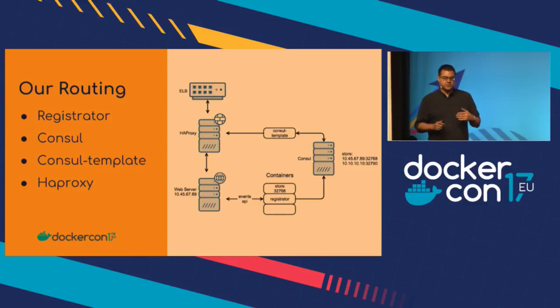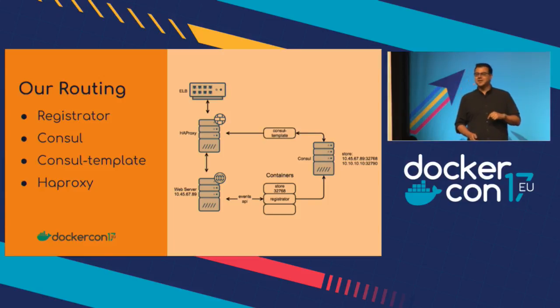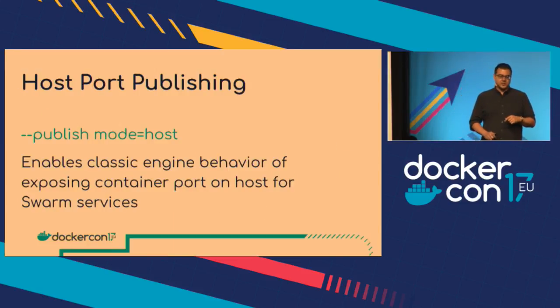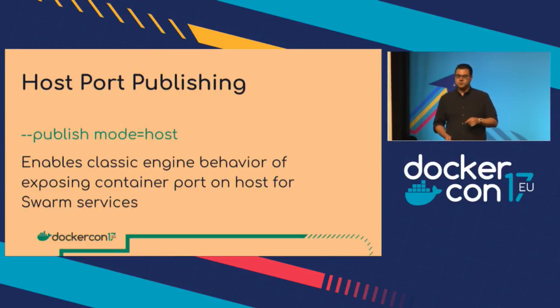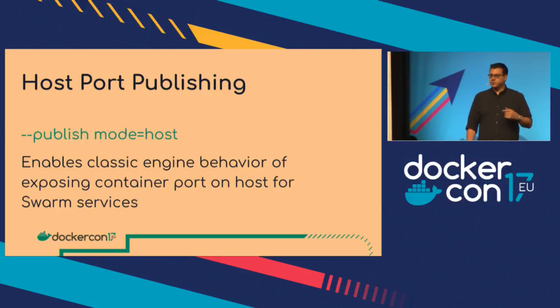So we went back to our development teams and said, okay, the mesh networking stuff is really cool, but it doesn't really work for us at this time. What are our other options? They said, okay, well, let me think about that. And they came back to us and said, we have this thing we're going to call host port publishing. Basically, it's publish mode equals host, and that enables the standard classic engine behavior where if you run a container, it gets a port. They built that in as one of the first feature requests we had for them, and it made our lives a lot better.